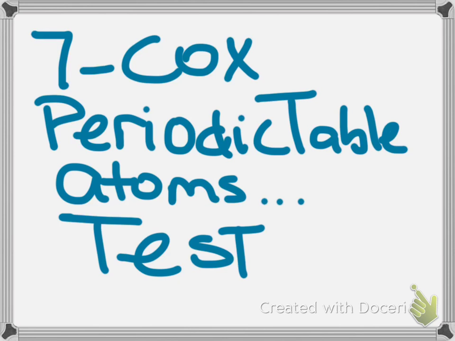Number 17, a portion of the periodic table is provided. Which of the following is the chemical formula of an organic compound? Just look at A, B, C, and D and pick the one that is a chemical formula of an organic compound.